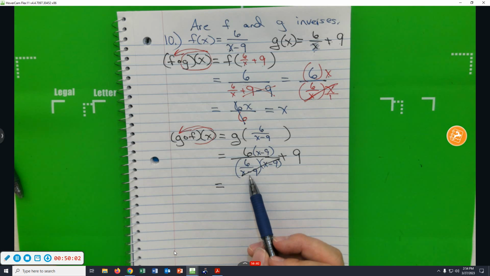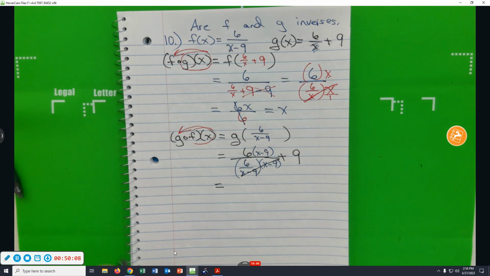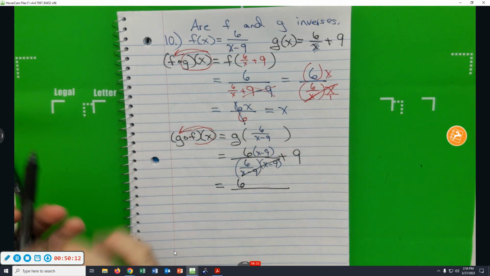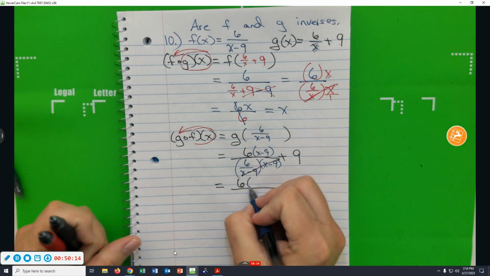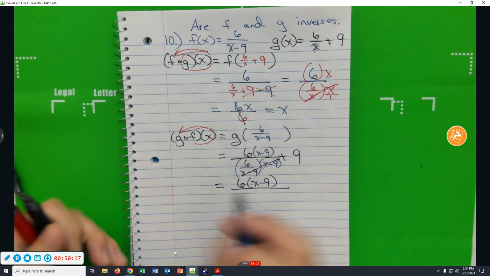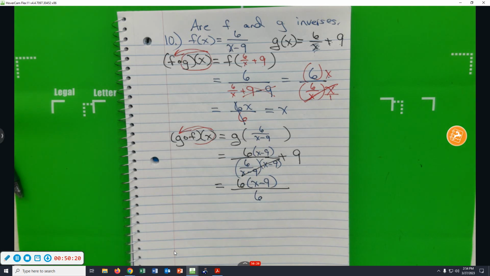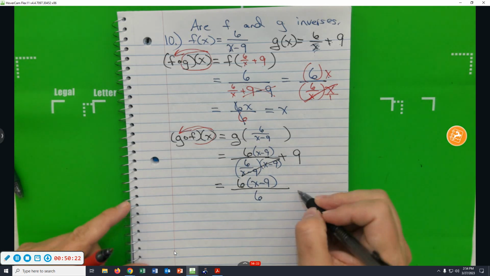And do y'all see how this x minus 9 cancels here? Yes? So we have that 6 times x minus 9. We have that blue 6 left over. And what else do we have? Plus 9.